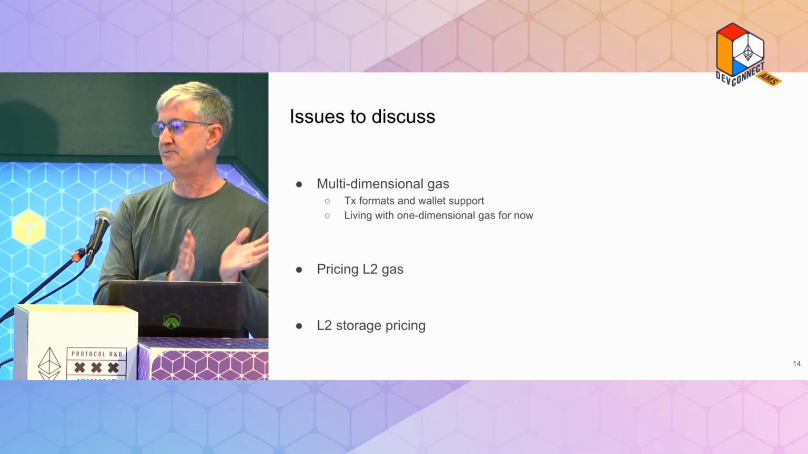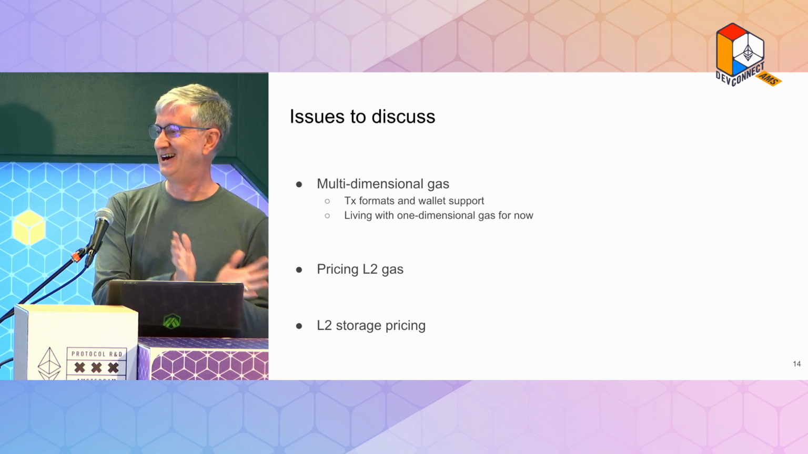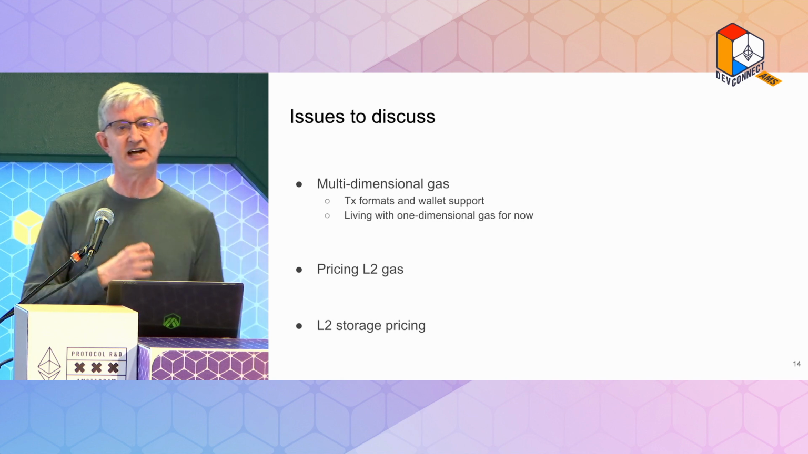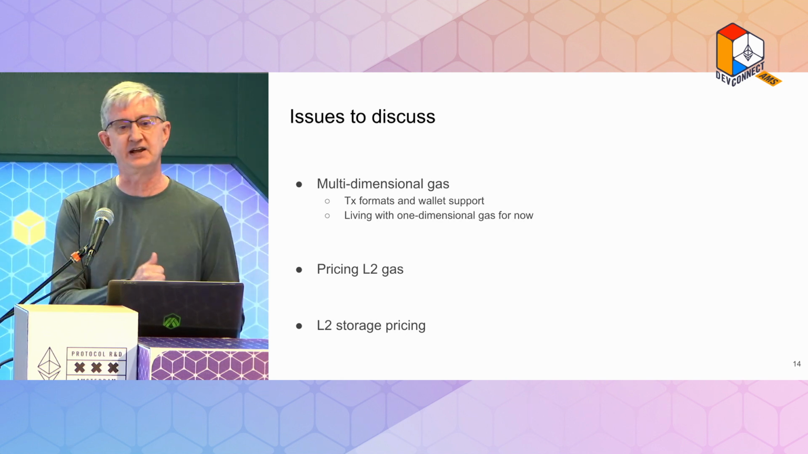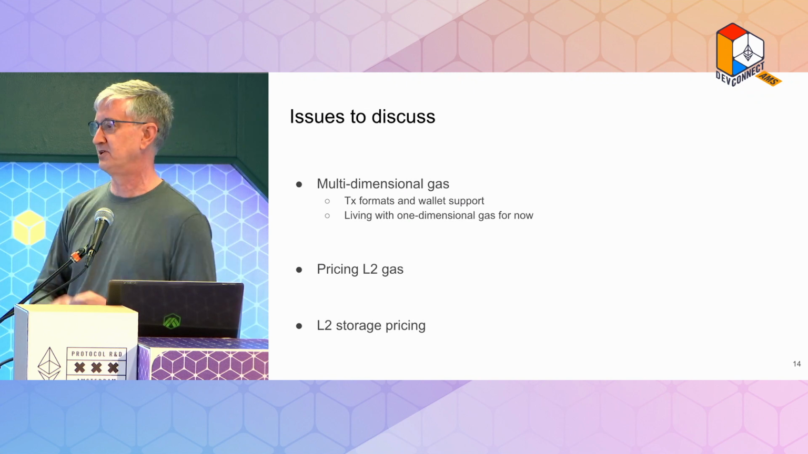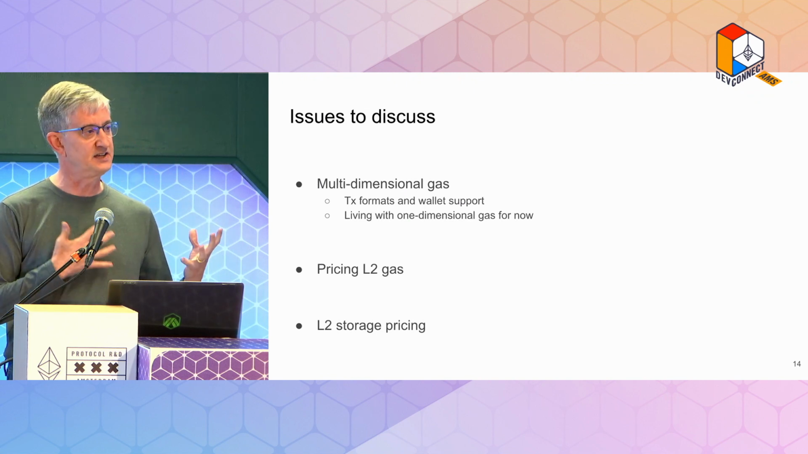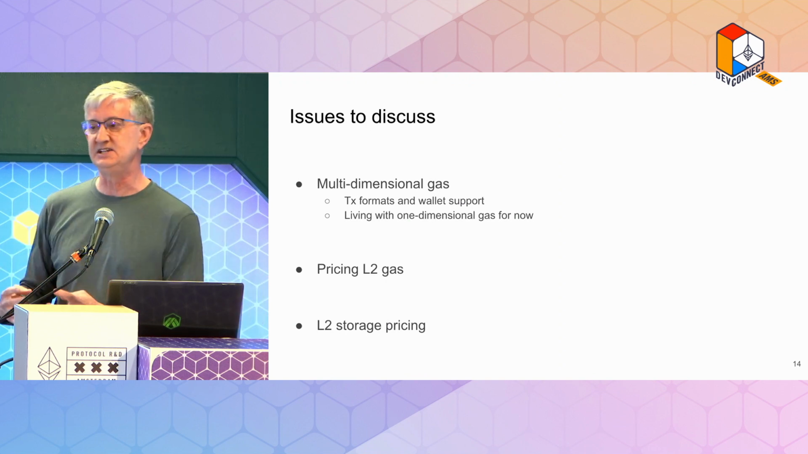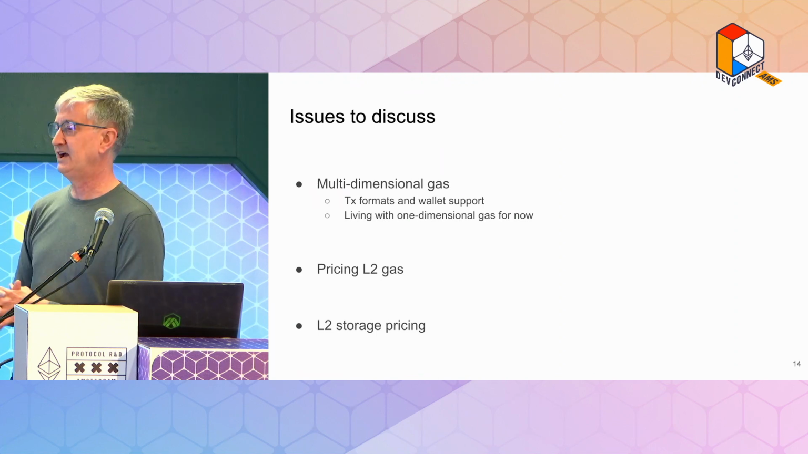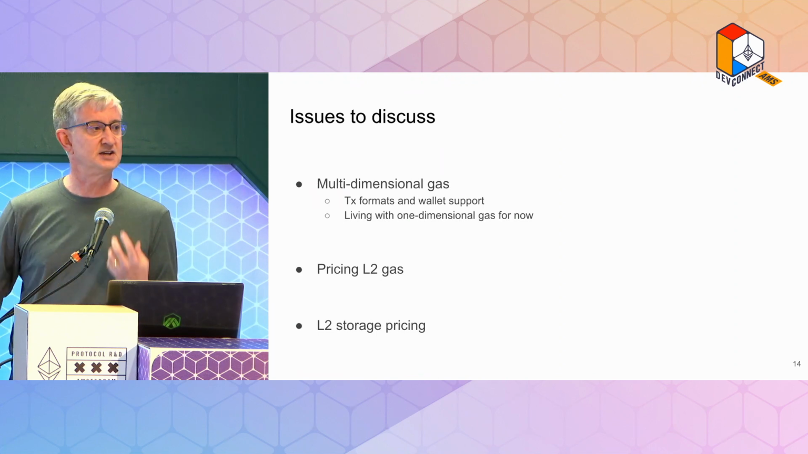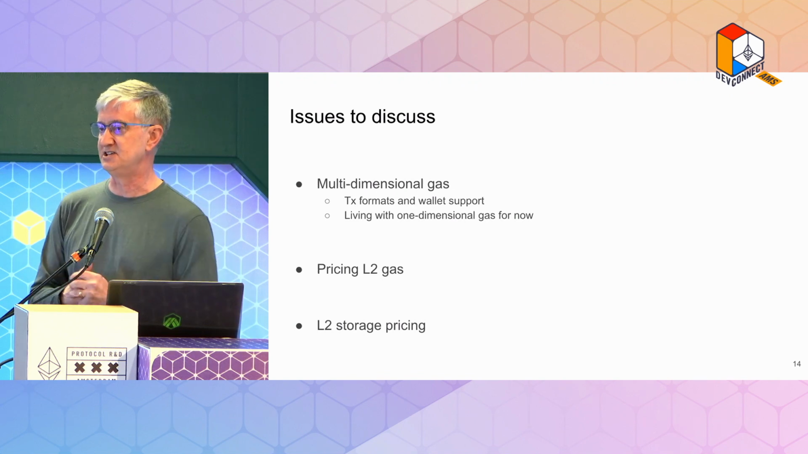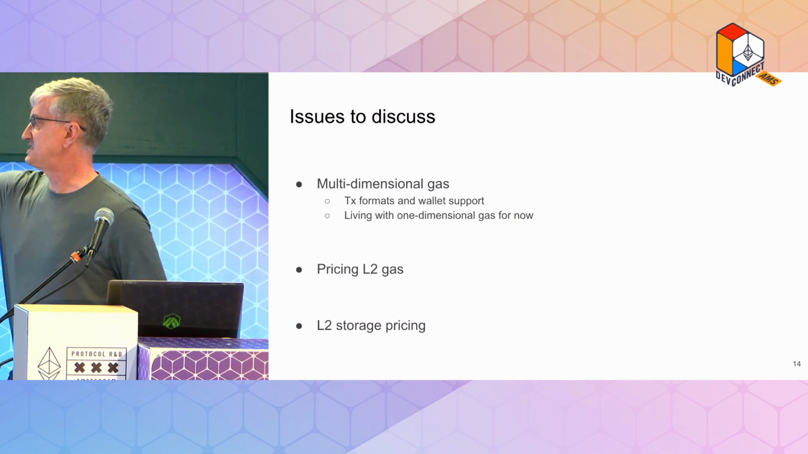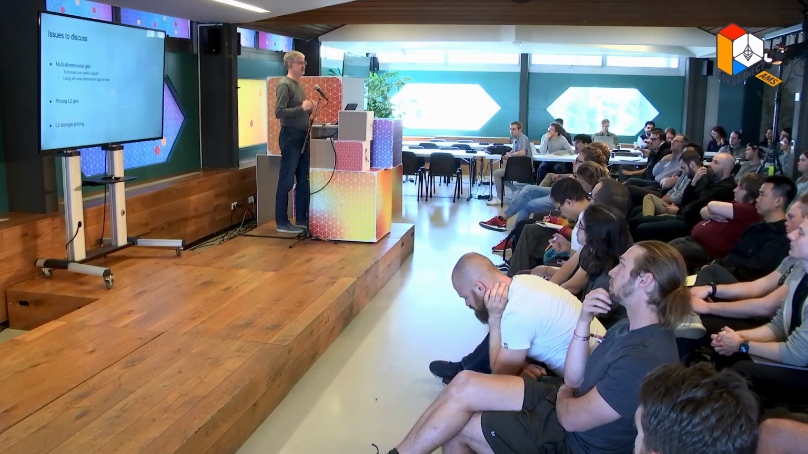And so cramming two-dimensional gas dynamics into a one-dimensional user experience is a hassle. There are different ways of doing that. Different rollups do it differently, depending on trade-offs between developer experience, user experience, and security. There are a bunch of interesting considerations about how that's done. And that's something we're going to continue to need even after we have two-dimensional gas supported, because some users and tools are going to still be in the legacy user experience and the legacy formats. That's number one. Okay. Issue to discuss number two is about how to price L2 gas.